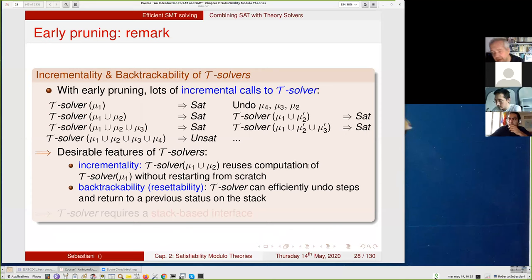So it's very important that the theory solver is not a function, but, similar to incremental SAT solving, it is incremental and backtrackable. They are able to reuse the computation of mu 1 when invoked on mu 1 plus something else. And this is called incrementality. So when you have already seen that mu 1 is SAT, and you add mu 2, you don't want the theory solver to restart from scratch, but to reuse part of the previous computation, whatever this means. And this would mean something completely different depending on the theory. So you want substantially incremental versions of the algorithms there.